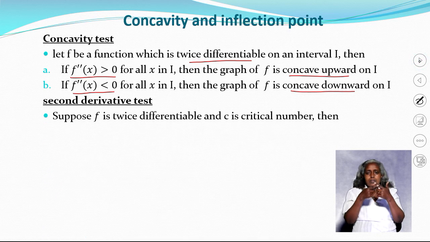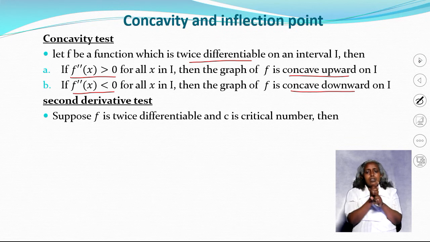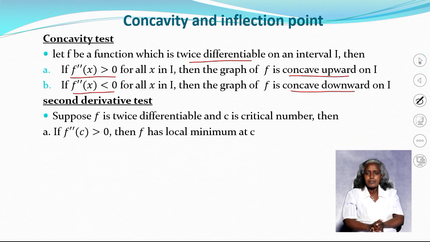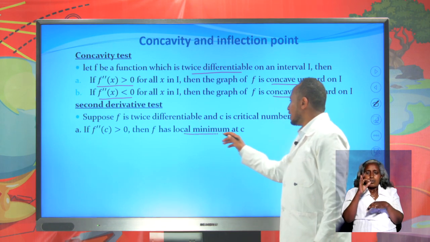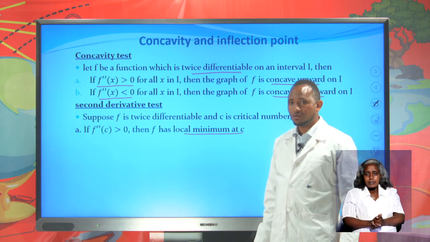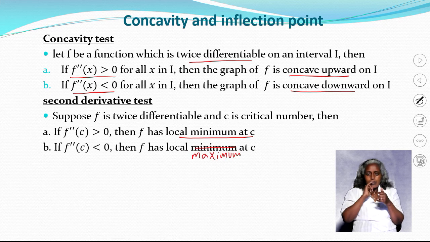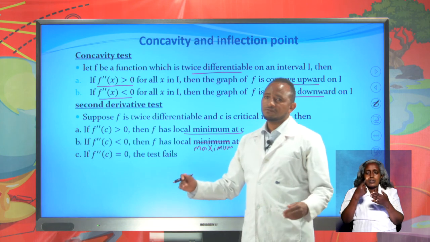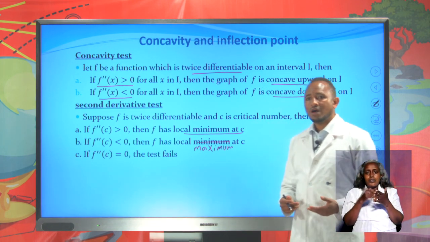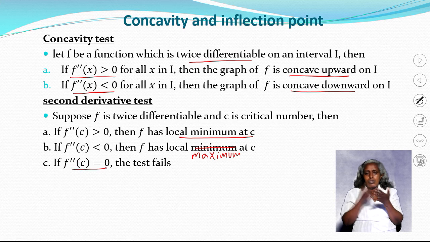And let's see the second derivative test here. Suppose f is twice differentiable and c is a critical number. Then, if the second derivative of the function at c is greater than zero, then f has a local minimum at c. And if the second derivative is less than zero at c, then the function has a local maximum at c. If the second derivative at c is zero, then the test fails. That means the test doesn't tell you whether the function has a local max, local minimum, or neither at that point.